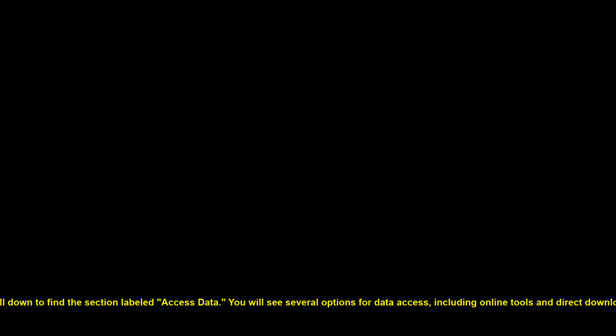Scroll down to find the section labeled Access Data. You will see several options for data access, including online tools and direct downloads. For time series analysis, prefer the download option. Upon clicking download, a new window will pop up, asking for your parameters.